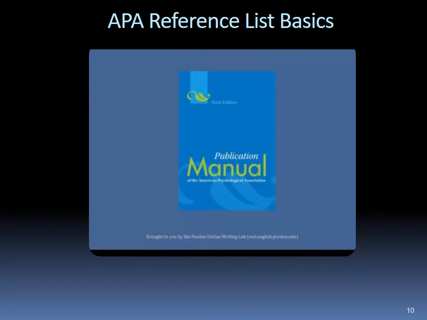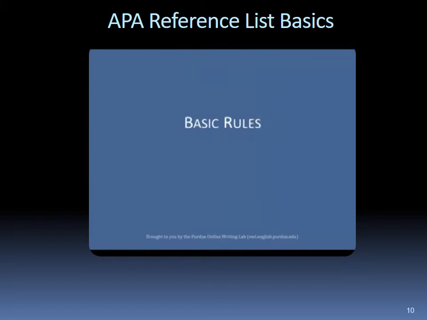We will use the 6th edition of the APA manual. Your instructor may have different guidelines for you to follow. Always follow your instructor's guidelines. In this vidcast, we cover the basic rules of APA citation. For information on in-text citation, please refer to the links in the video description. For this demonstration, we will use Microsoft Word 2007.